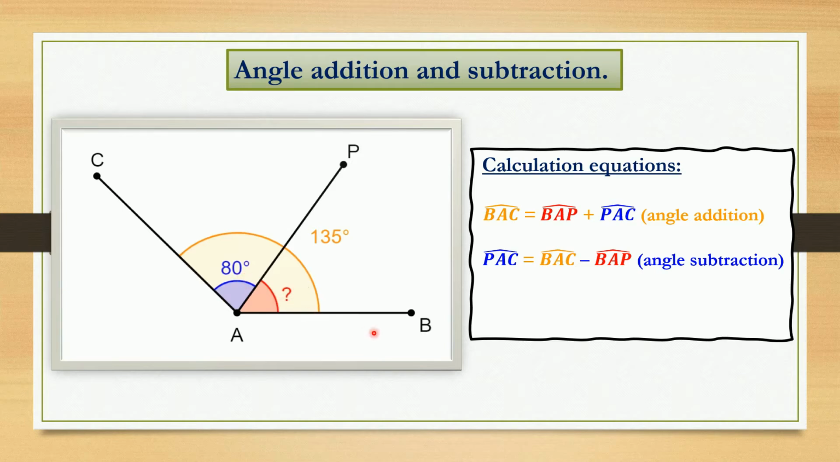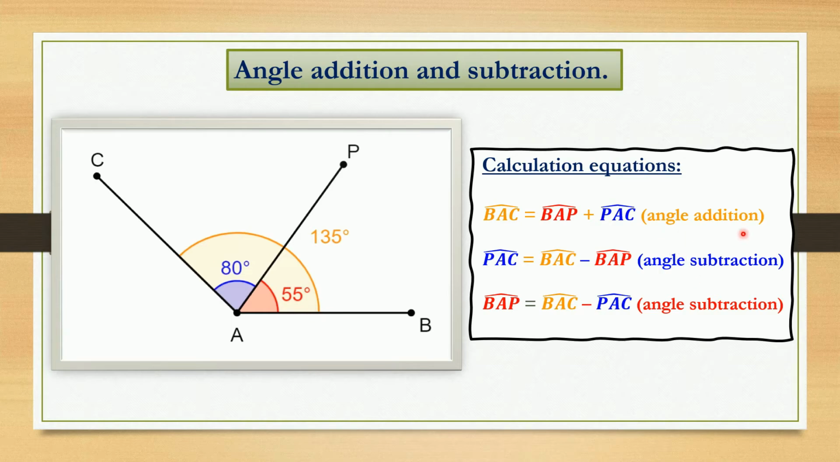Now, if they ask us to calculate angle BAP given the measurement of PAC 80 degrees and the measurement of BAC 135 degrees, also to calculate a part of a whole, to calculate what remains, we also use subtraction. So BAP equals BAC minus PAC equals 135 degrees minus 80 degrees equals 55 degrees.